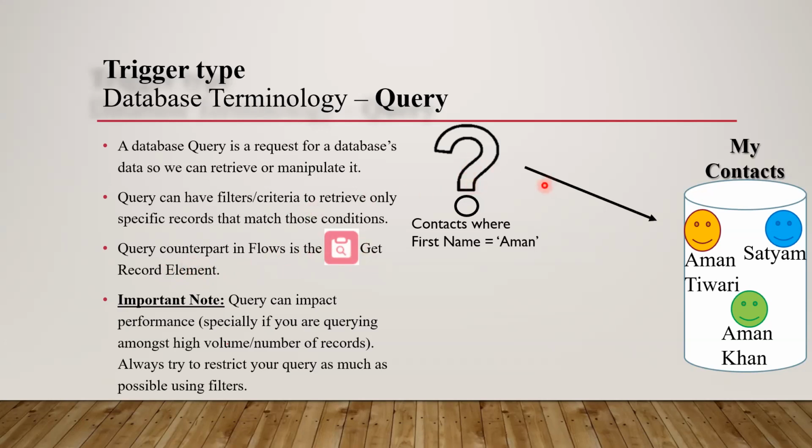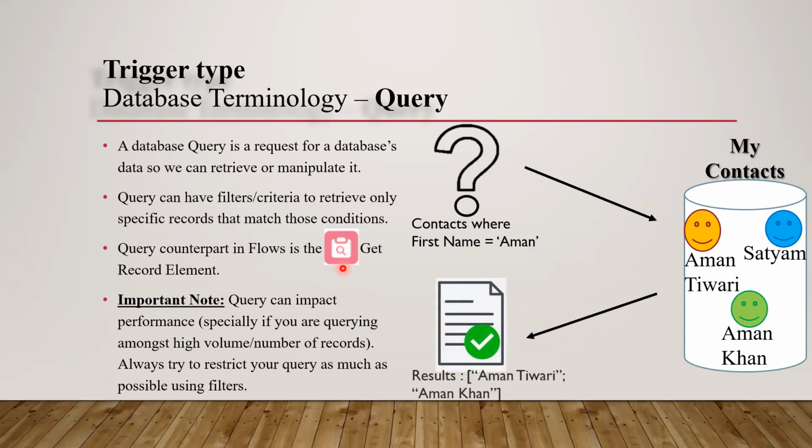But at the backend, how it happens is that I'm saying, give me the contacts whose first name is equal to Aman. Once we say that, we will write something in SOQL, or using this Get Records element, and then Salesforce will translate it and give me the data in this way. So the results will be Aman Tiwari and Aman Khan. I hope everything is clear till now.